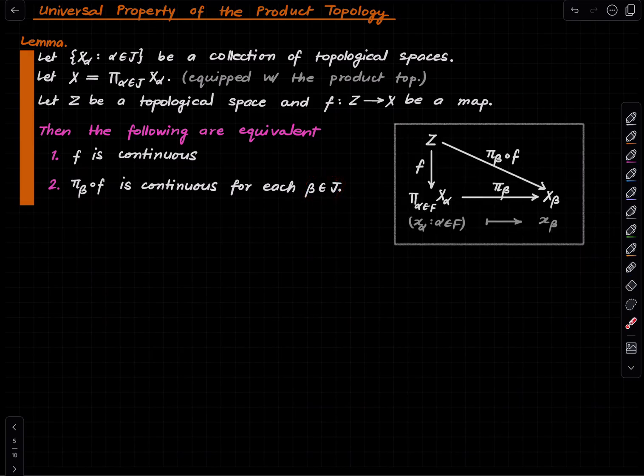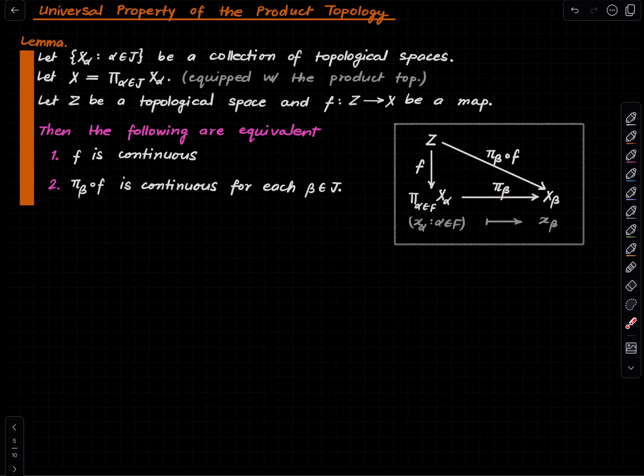So this was given to us, mapping into the product X. What you can do is compose it with the projection pi beta. If f is continuous, its composite with this projection will also be continuous because pi beta is continuous. F is given to be continuous, pi beta we know is continuous, the product topology is defined just to make the projections happy. So the composite will necessarily be continuous. So 1 implies 2 is clear. We are just repeating this lemma which we discussed in the context of finite products.